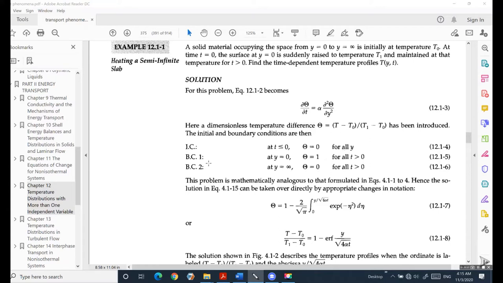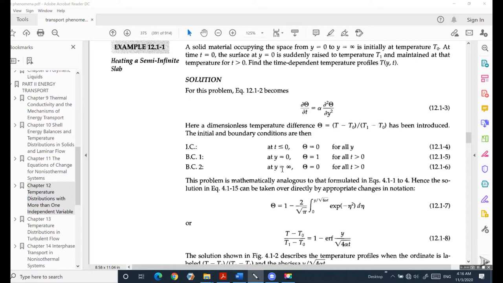As a boundary condition, when y is equal to 0 in our slab, as I showed before, then this is going to take the number 1. Why? Because this is going to be T1 when y is equal to 0.